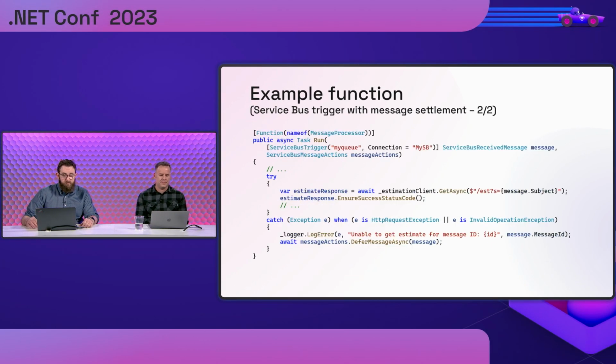So then when we're consuming those from a given function, in this case, what we have here is a service bus trigger. So we're getting a message and it's coming in as the service bus received message. So that's a data model from the Azure SDK for .NET.